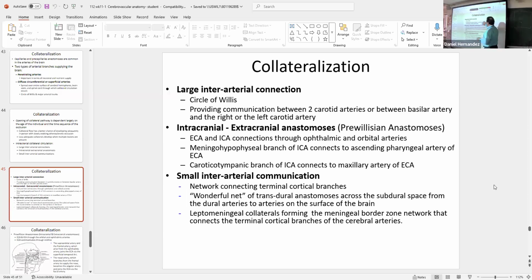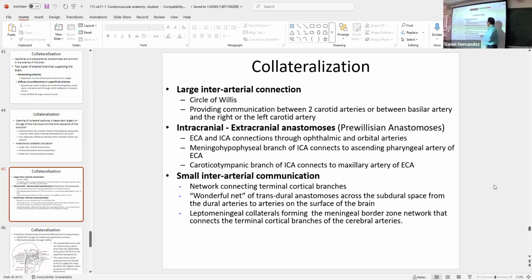So the large intracranial connections, the large connections within our brain, that's our circle of Willis. That's connecting the right and left hemispheres, connecting the posterior and anterior circulatory pathways via those communicating arteries.